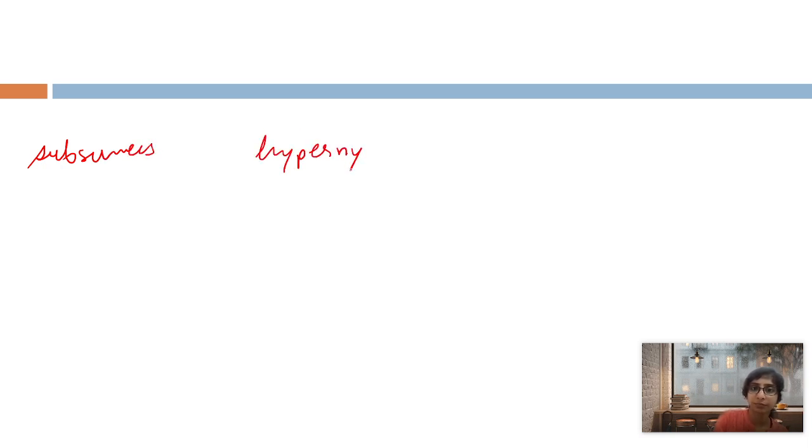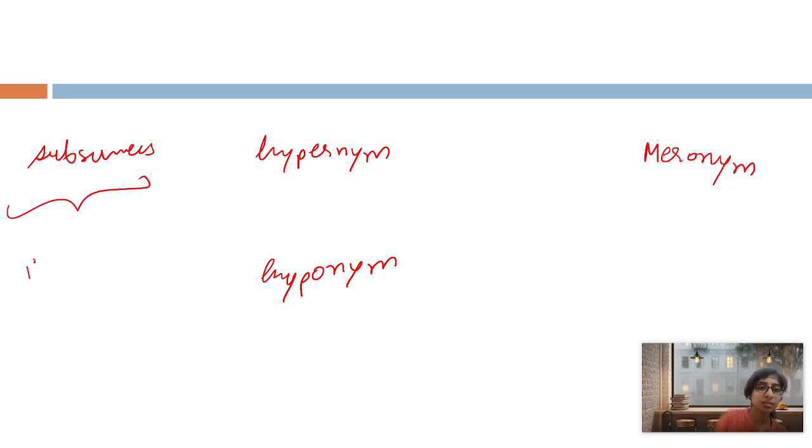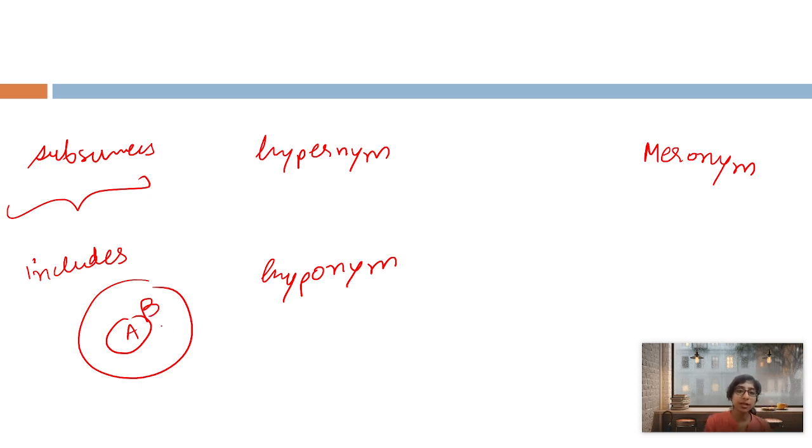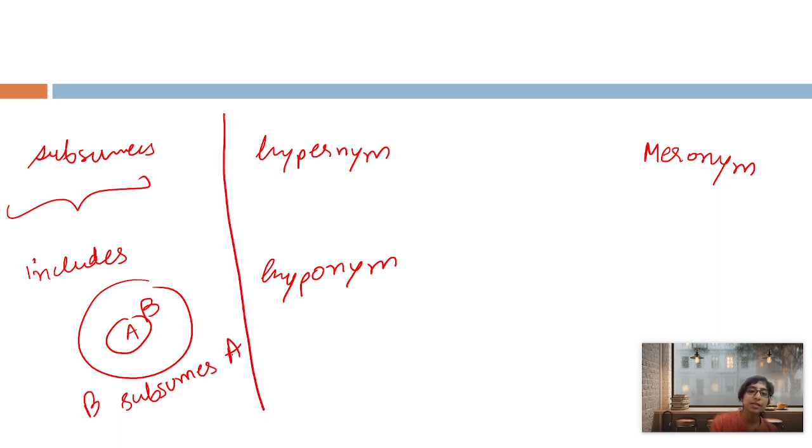So first we need to know what this word subsumes means. Hypernym, hyponym, and meronym. So what does subsume mean? Whether one thing includes the other or not. If I have two things like A and B, whether B includes A or not. In case it includes, we can say that B subsumes A. If A is a part of B, entirely contained in B, then only we can say that B subsumes A.